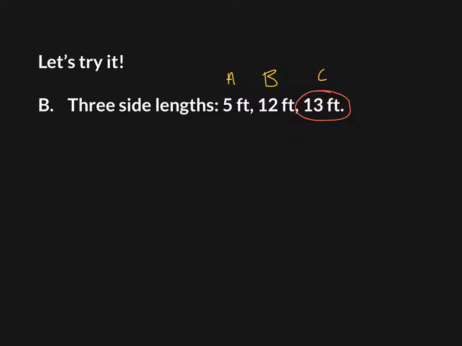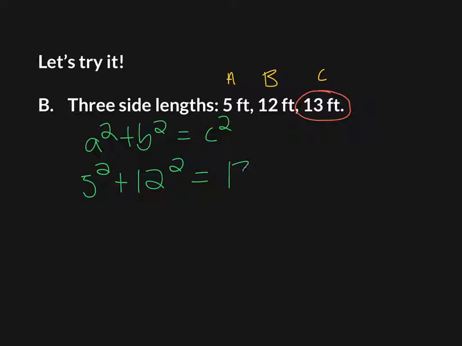So once again, we start by writing the Pythagorean theorem, a squared plus b squared equals c squared. I plug in for what I already know, so a is 5, so I plug that in for 5 squared. B is 12, so I plug that in for 12 squared, and C is 13, so I plug that in for 13 squared. Biggest thing here is that we simplify. 25 is 5 squared, 12 squared is 144, and 13 squared is 169.